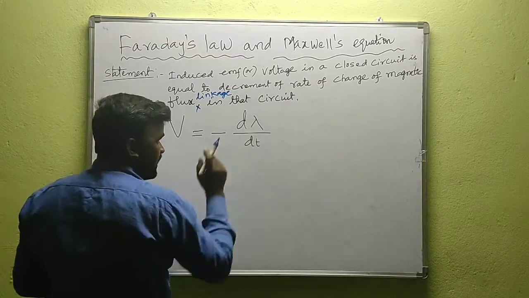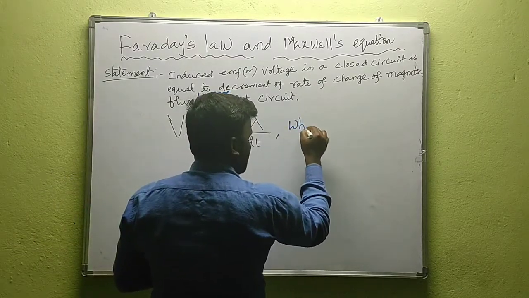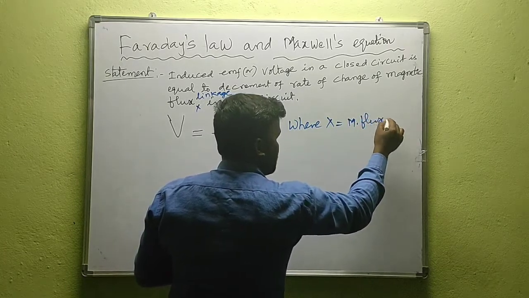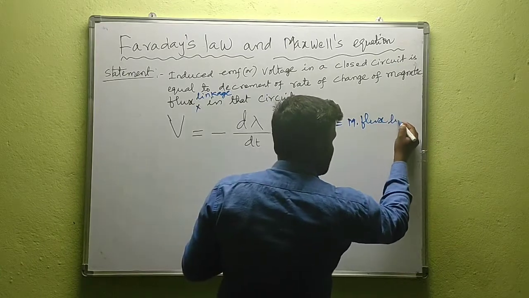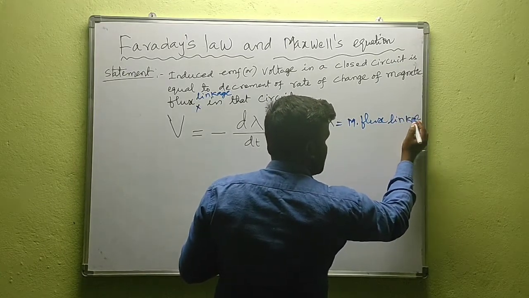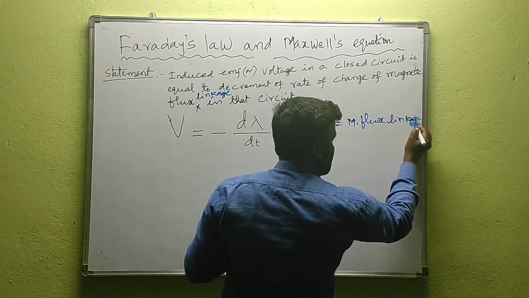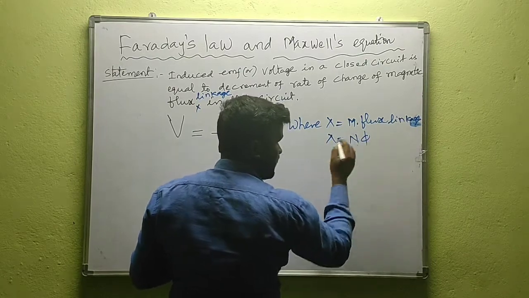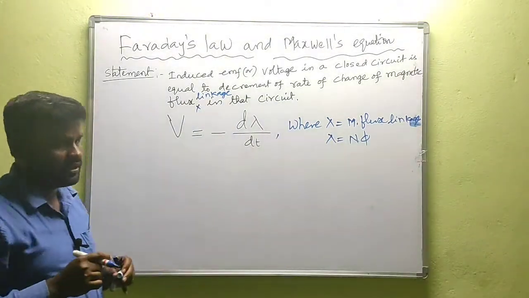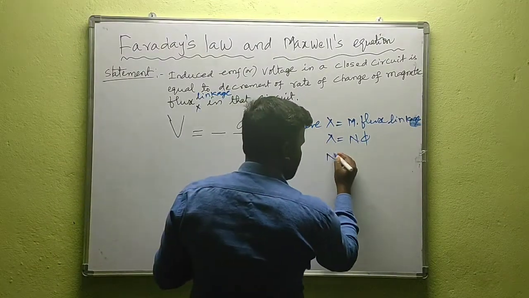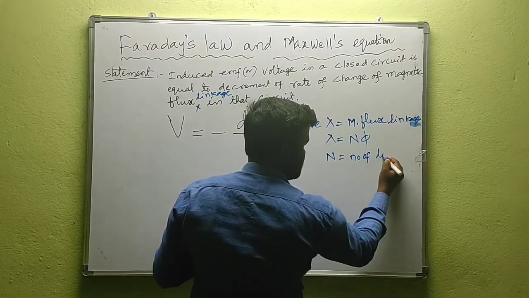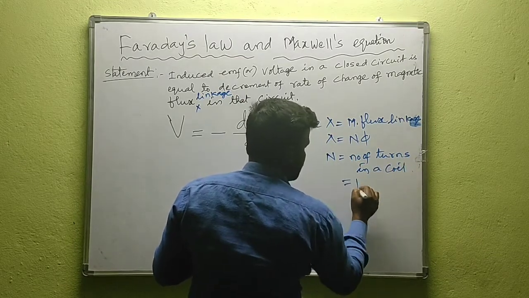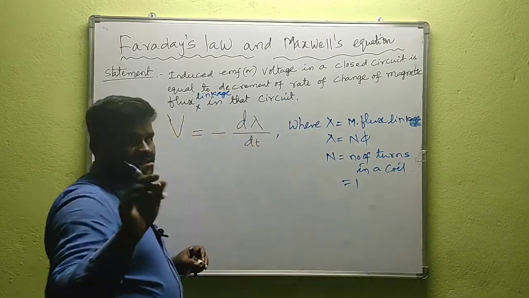Okay. So what does this lambda indicate? Where lambda is the magnetic flux linkage. Okay, where this can be written as lambda equal to N into phi, where N is the number of turns in that coil or circuit. N is the number of turns in a coil. We can take N as 1, 2, 3 and so on. For simplicity, let us consider N as 1.